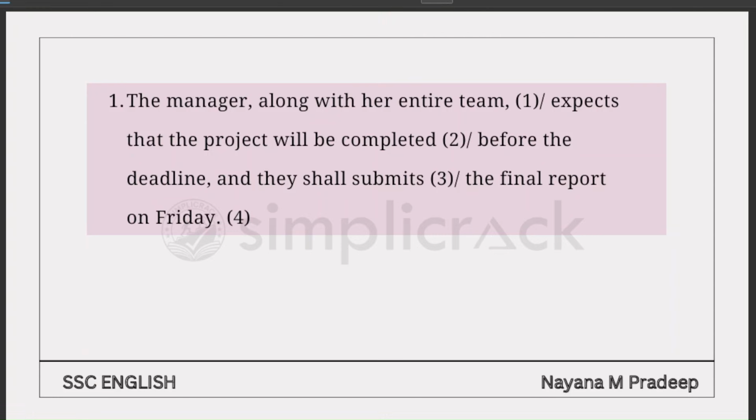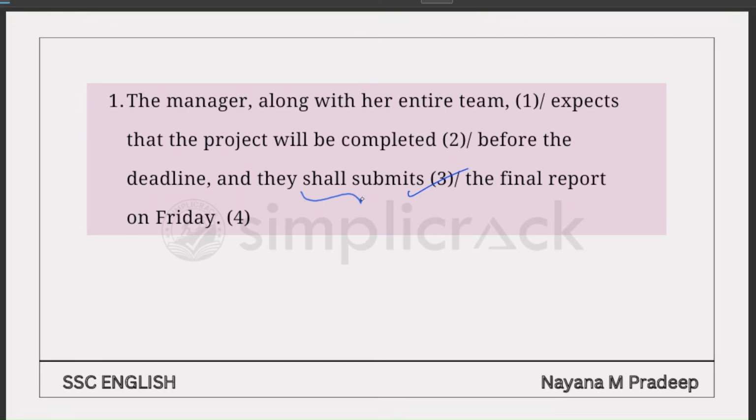The manager, along with her entire team, expects that the project will be completed before the deadline and they shall submit the final report on Friday. I'll repeat it. The manager, along with her entire team, expects that the project will be completed before the deadline and they shall submit the final report on Friday. So, can you find out which part contains the error and what the error is? The error lies in the third part. And what is the error here?